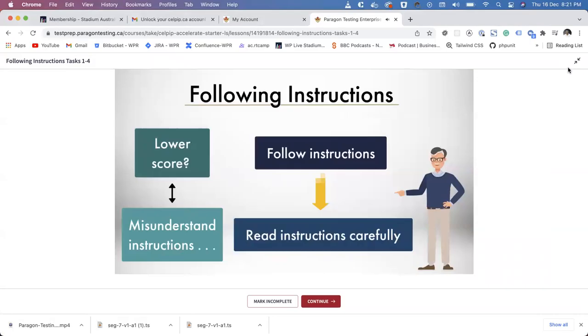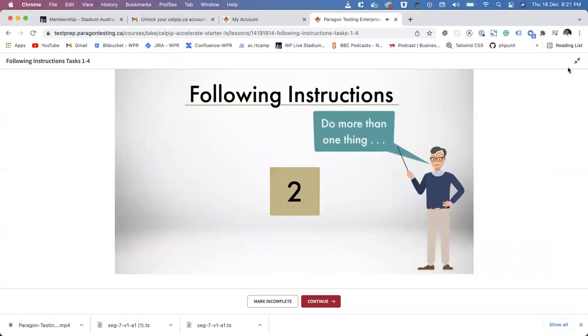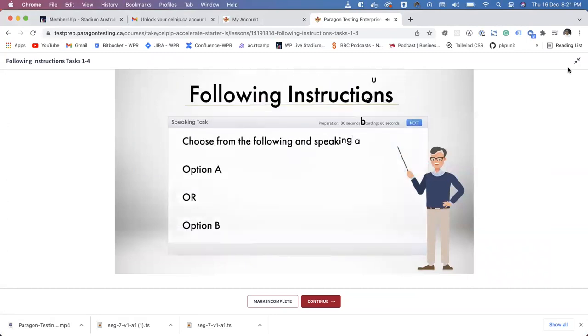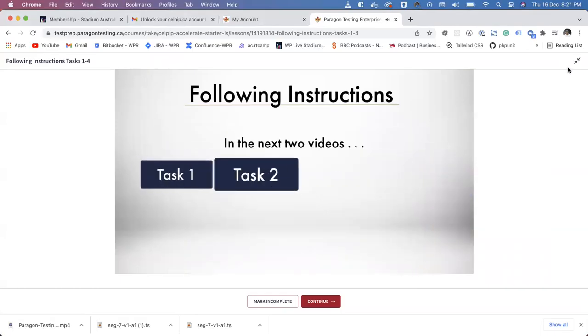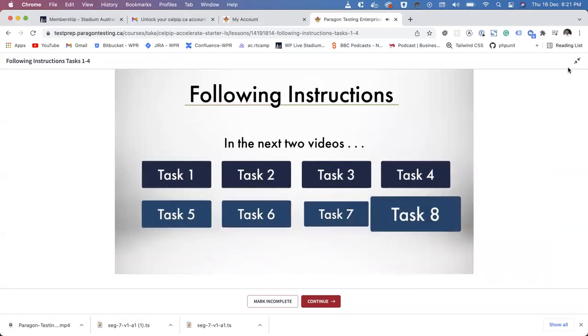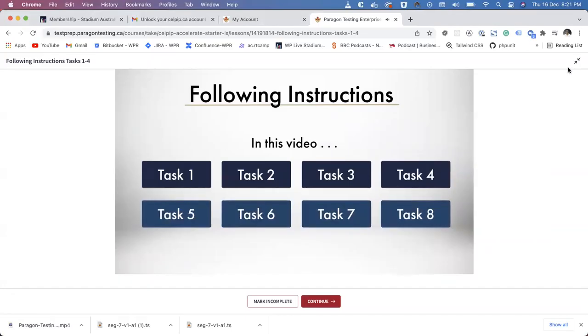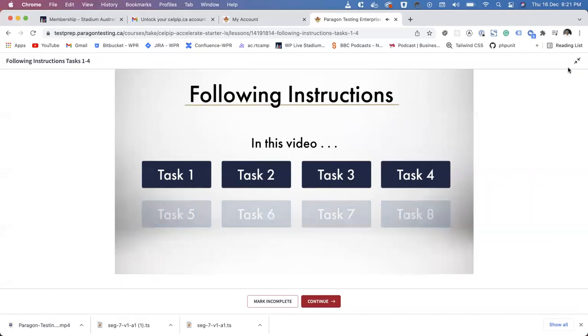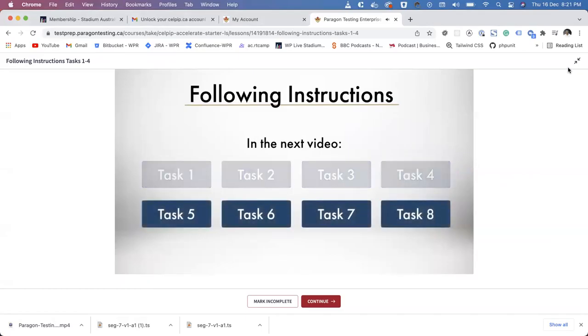The tricky part about some of the instructions in the speaking test is that sometimes they ask you to do more than one thing. And sometimes they may give you a couple of options, but require you to choose one. In these two videos, we'll go through all 8 tasks of the speaking test and take a close look at the instructions of each task. In this video, we'll look at the instructions in speaking tasks 1, 2, 3, and 4. In the next video, we will look at speaking tasks 5, 6, 7, and 8.